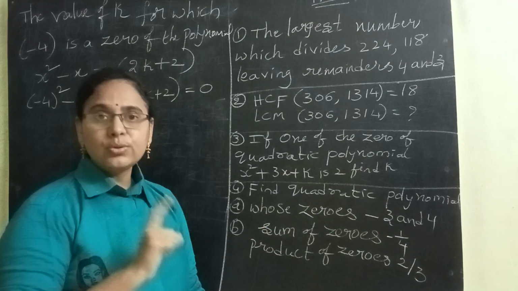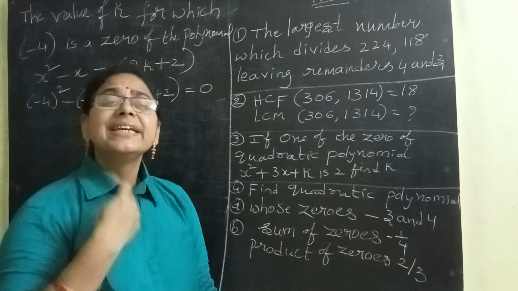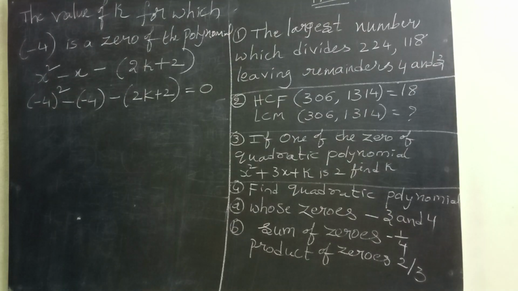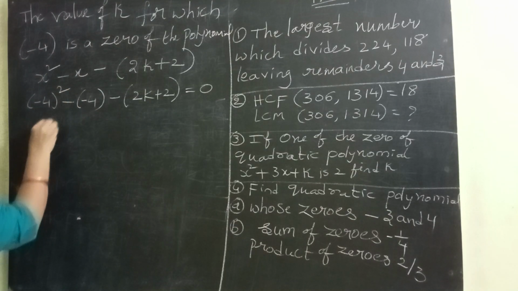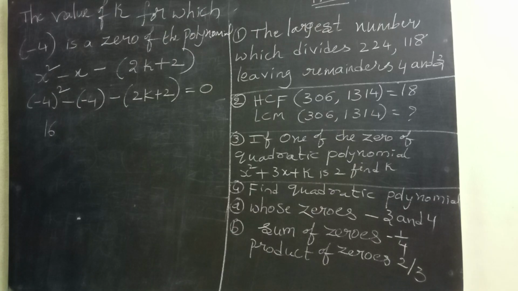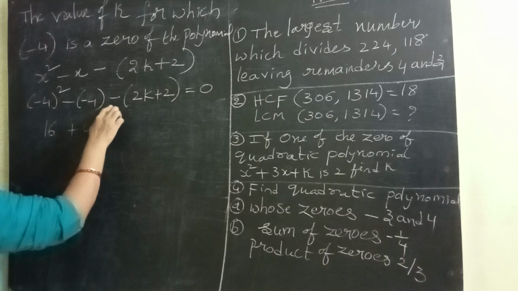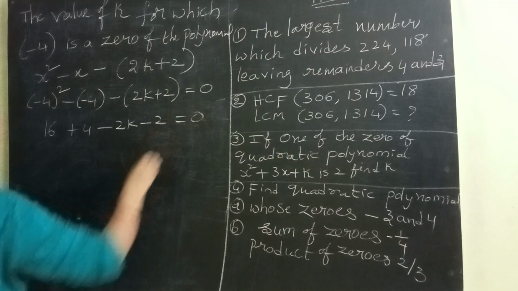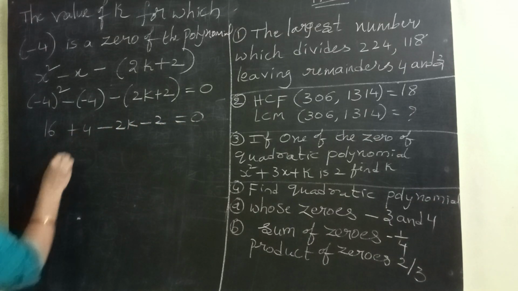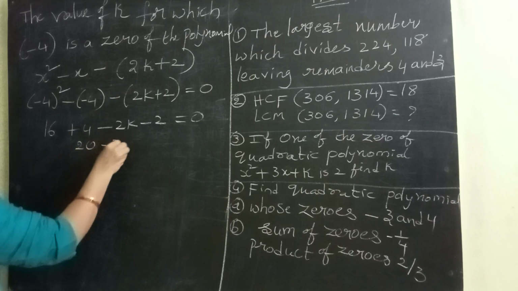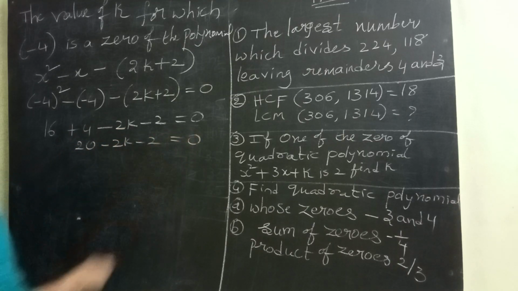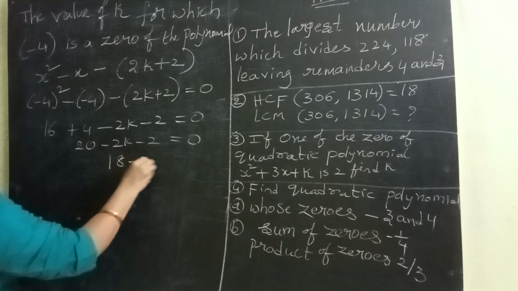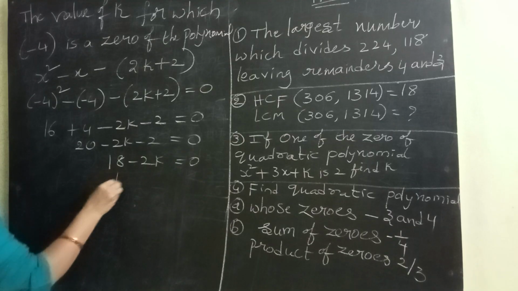Okay, when you are substituting the particular value in the x place, equate to 0. Negative 4 square, how much? 4 4s are 16. Minus of minus is plus. Negative of negative is positive. Remove the negative symbol, then minus 2k, minus 2 is equal to 0. 16 plus 4 is 20. Minus 2k minus 2 is equal to 0. Then 20 minus 2 is 18. 18 minus 2k is equal to 0.